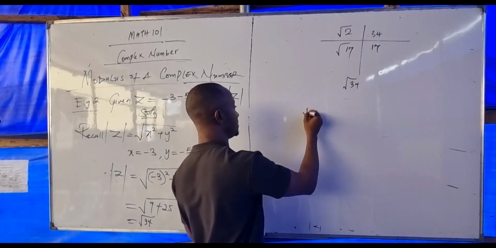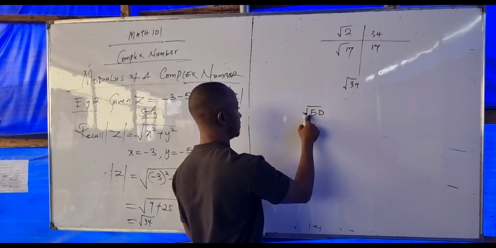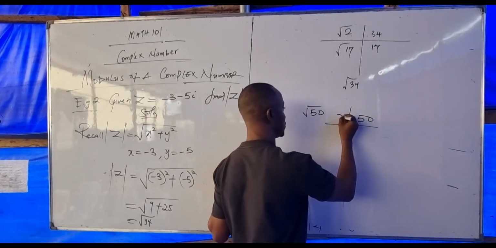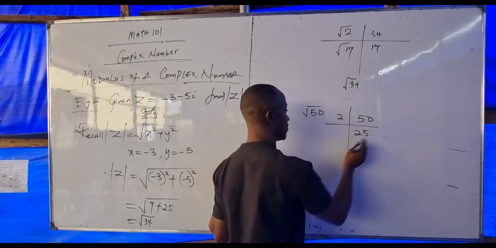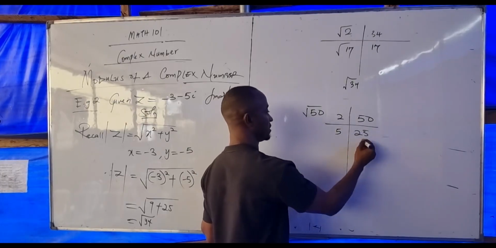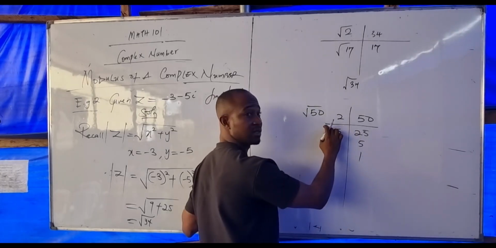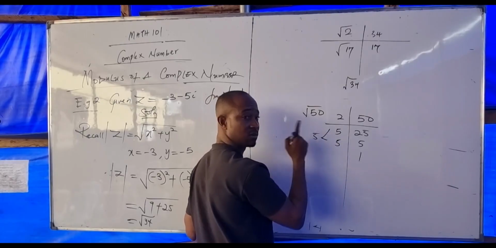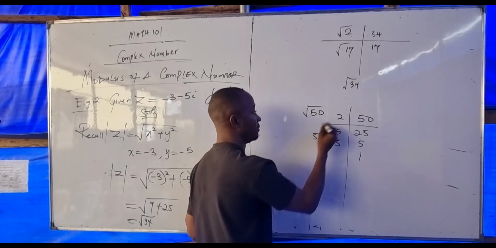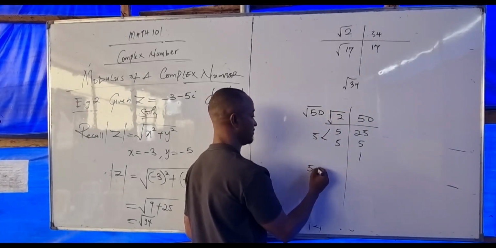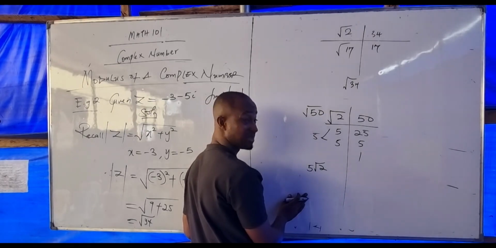If I have root 50, how do we reduce this? What can go in 50? 2. 2 times what? 25. What can go again? 5. 5 times what? 5. What can go here? 5 times what? 1. 5 appears how many times? Take them as 1. What about 2? Put your square root on it. So 2 times 5 is what? Is 5 root 2. Exactly.